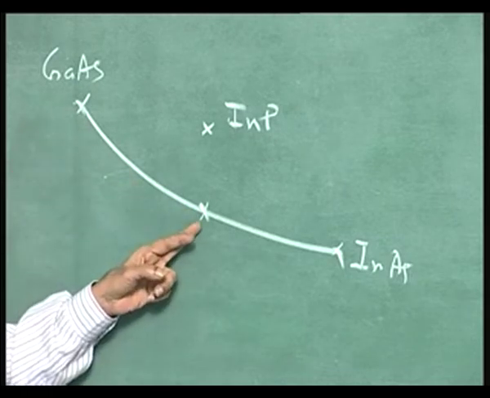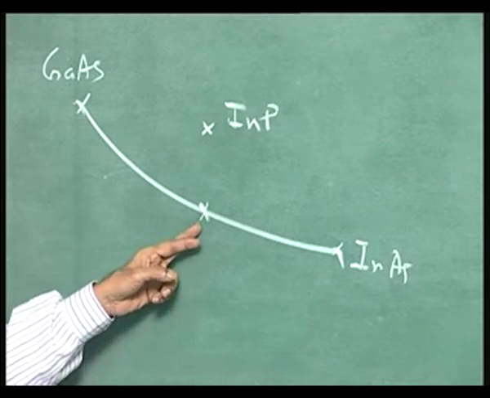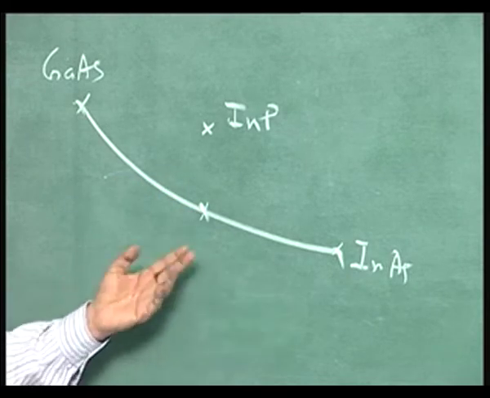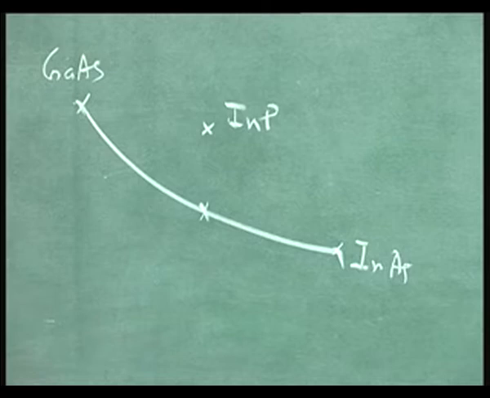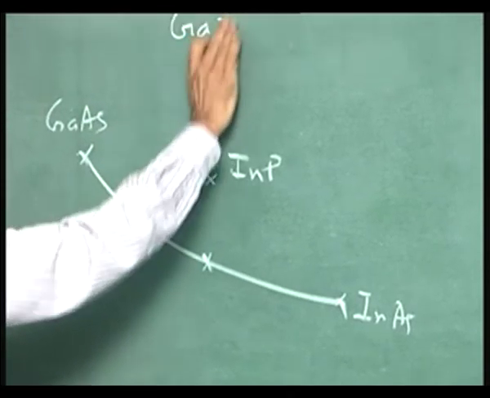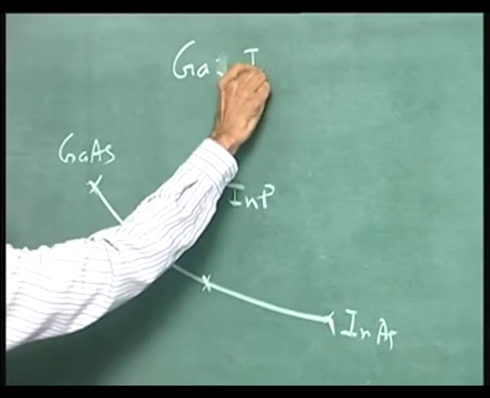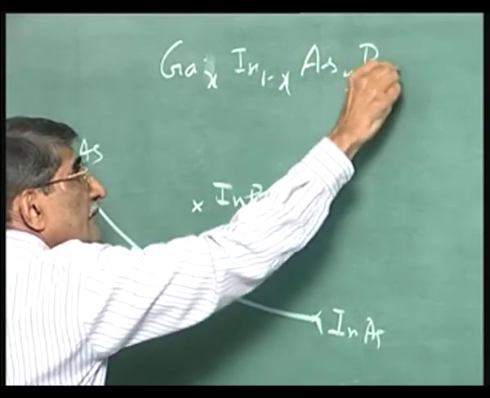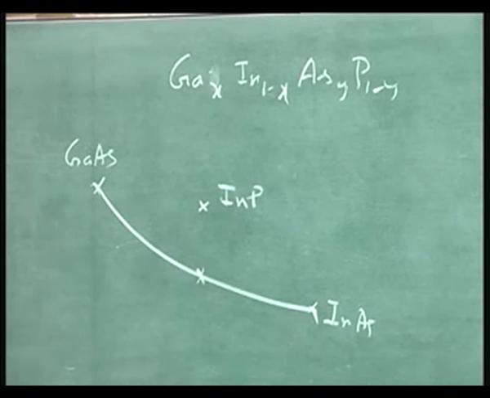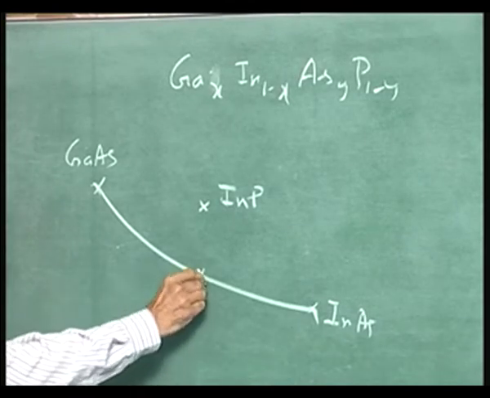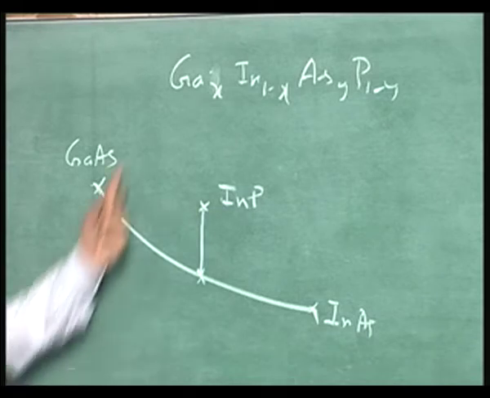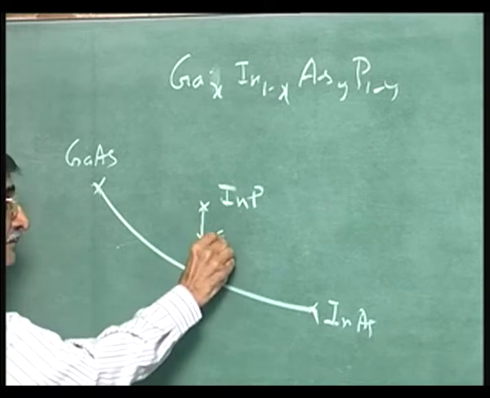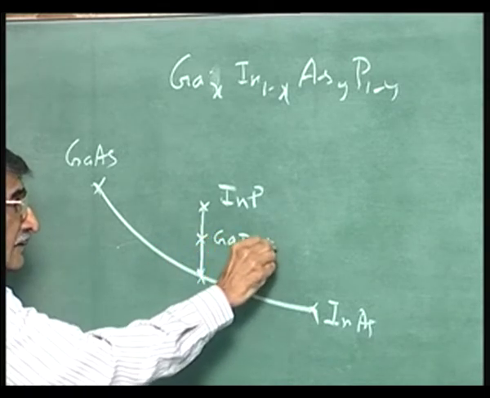Now, to this ternary compound you add phosphorus. Okay. Instead of gallium X indium 1 minus X, you can add phosphorus and arsenic Y. You can call it like this, gallium X indium 1 minus X, arsenic Y, phosphorus 1 minus Y. We are matching all those things. So, if I add phosphorus to that, you move along in this vertical line, keeping the same lattice constant X, you move up. So, this will be actually somewhere here gallium, indium, arsenic, phosphide.